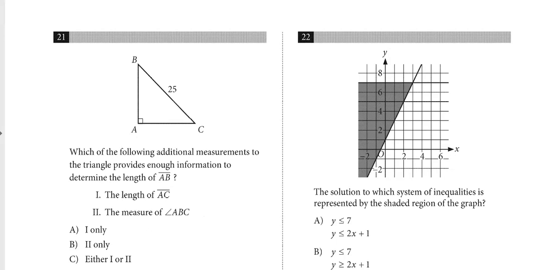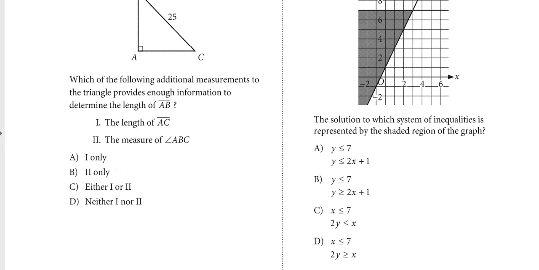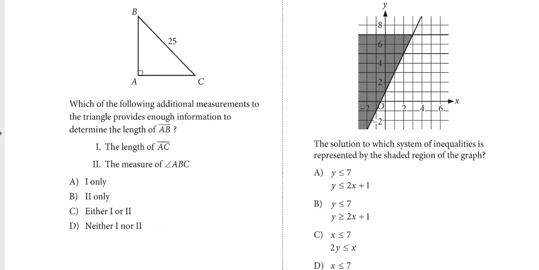All right, number 21. So on this one, let me scroll down. Looks like I'm missing part D. All right, so we have a picture of a triangle, and it says, which of the following additional measurements to the triangle provides enough information to get the length of AB? So I want to try to get AB, and I want to know, could these clues here do it for me?